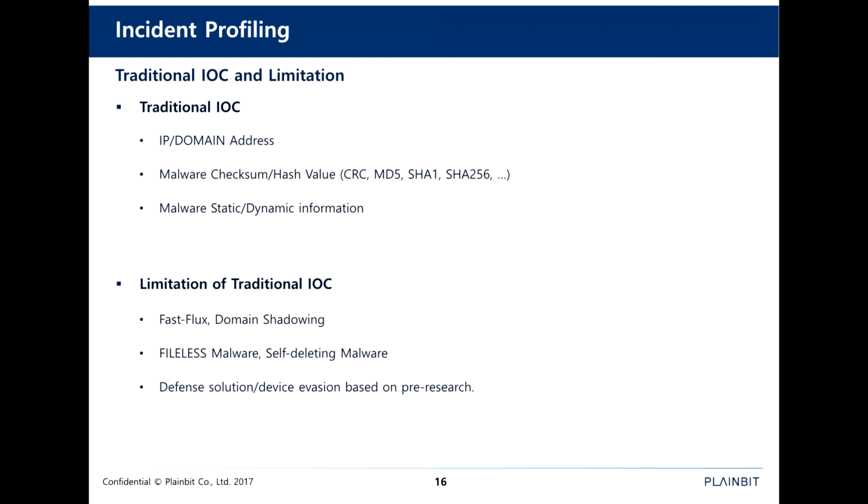However, it is difficult to profile recent incidents with traditional IOCs, as fileless malware with no files is used recently. Files are deleted with anti-forensics, and fast flux and domain shadowing technologies become common. To overcome the limitations of traditional IOCs, it is necessary to manage forensic IOCs.